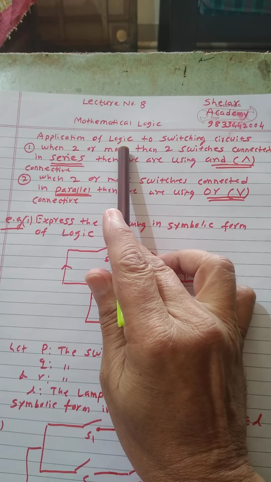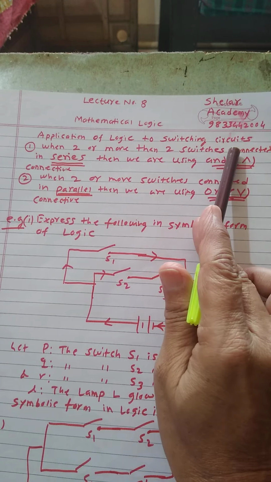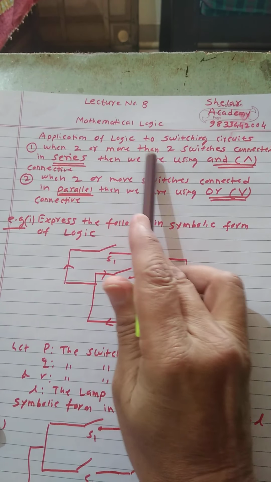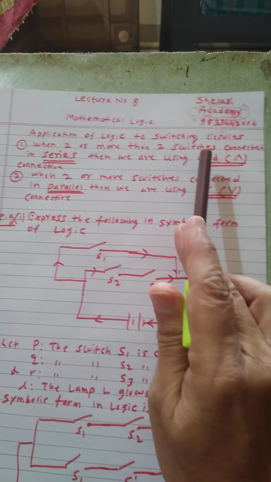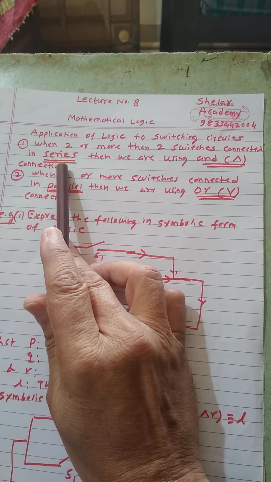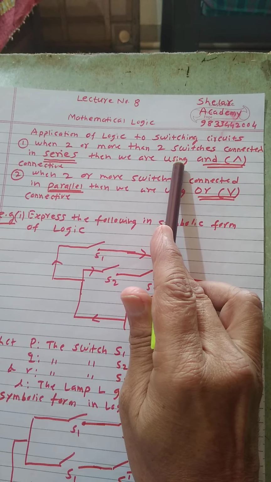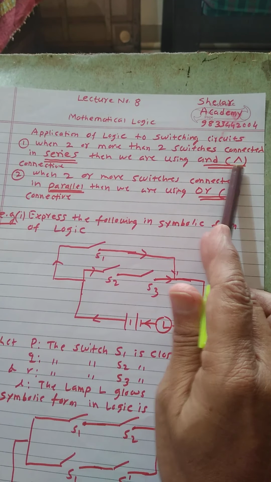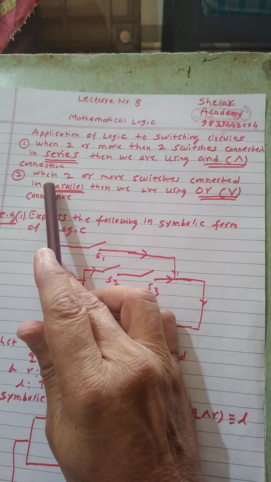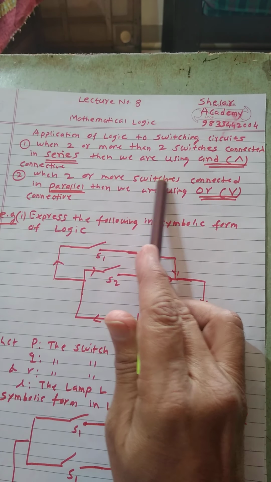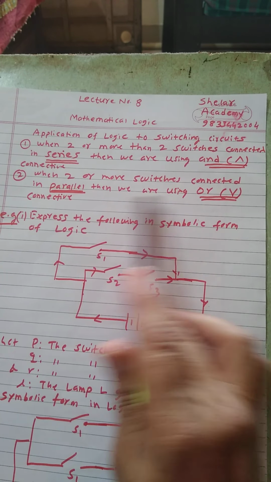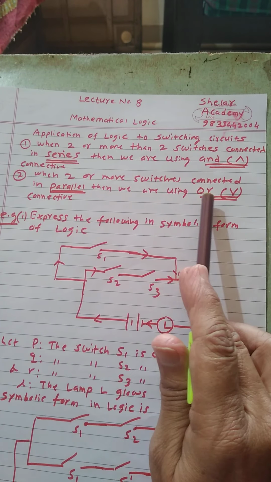Application of logic to switching circuits. Number 1: when two or more switches are connected in series, we use the AND connective. Series, AND. When two or more switches are connected in parallel, we use the OR connective. Parallel, OR.